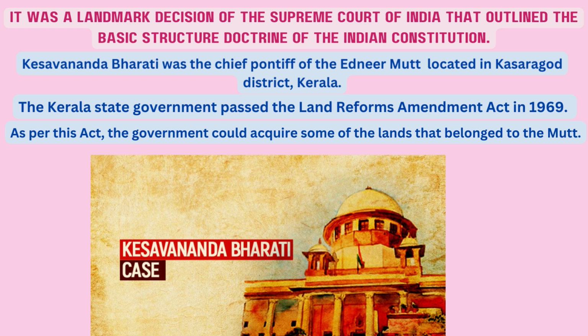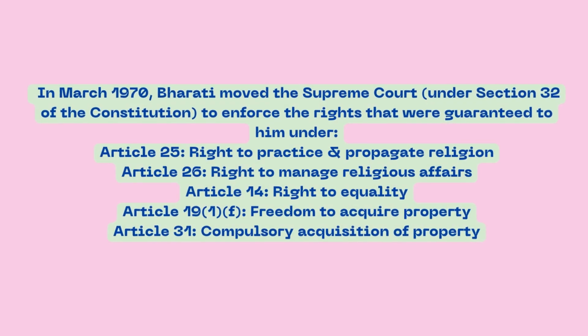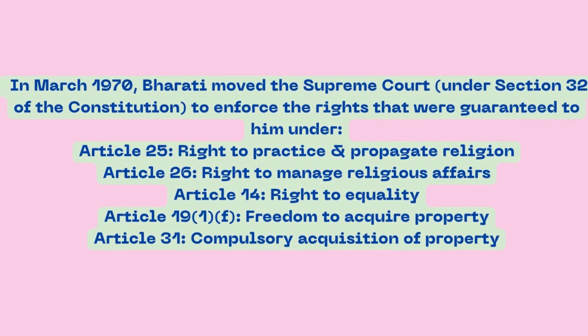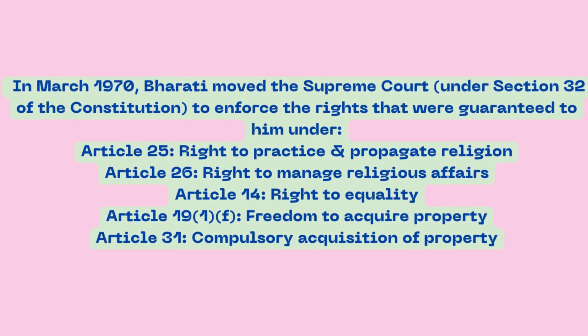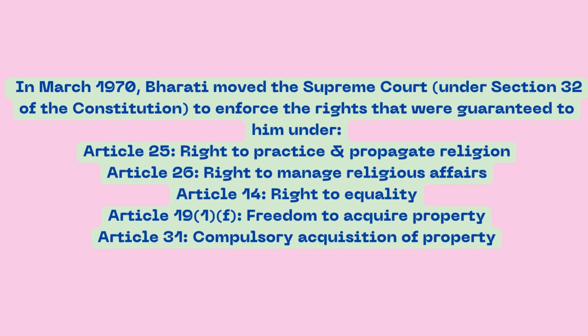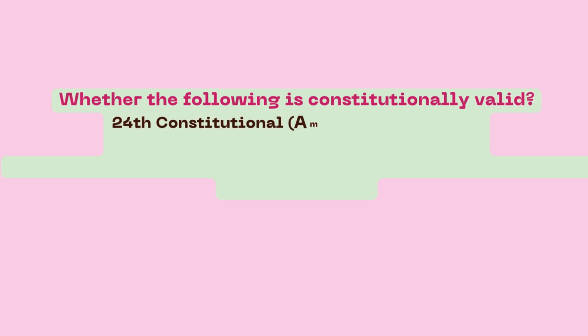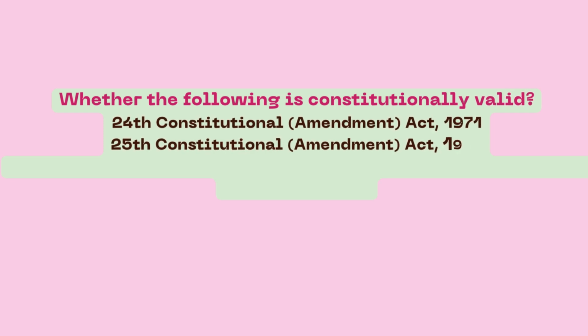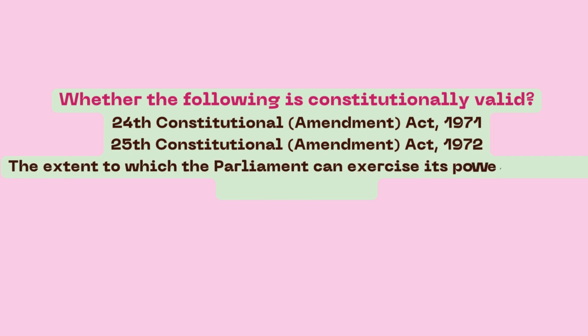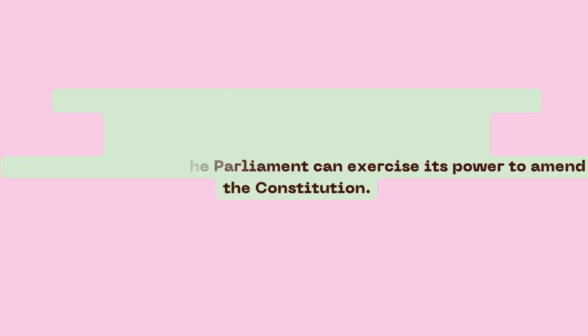In March 1970, Bharati moved the Supreme Court, under Article 32 of the Constitution, to enforce the rights that were guaranteed to him under Article 25, right to practice and propagate religion, Article 26, right to manage religious affairs, Article 14, right to equality, Article 19(1)(f), freedom to acquire property, and Article 31, compulsory acquisition of property. It was also necessary to check whether the following were constitutionally valid: the 24th Constitutional Amendment Act, 1971, the 25th Constitutional Amendment Act, 1972, and the extent to which the Parliament can exercise its power to amend the Constitution.